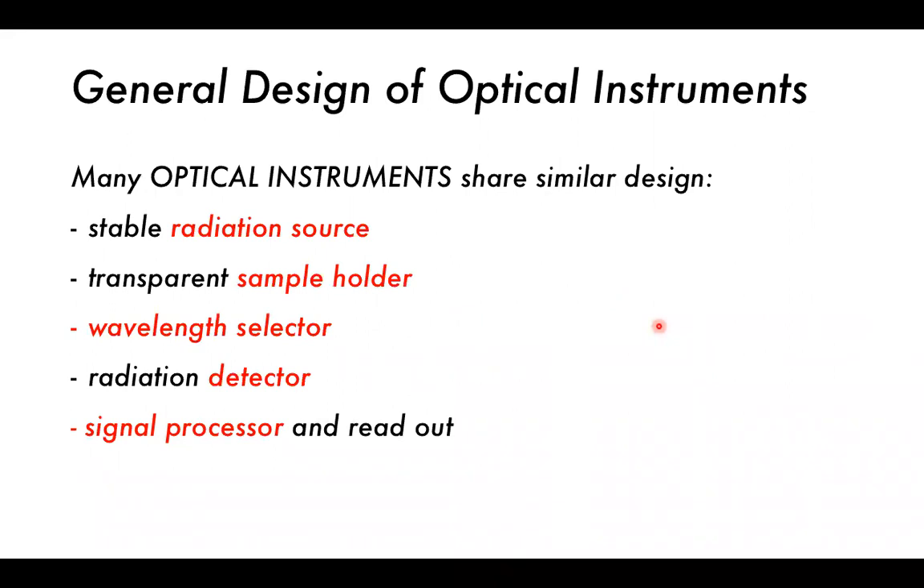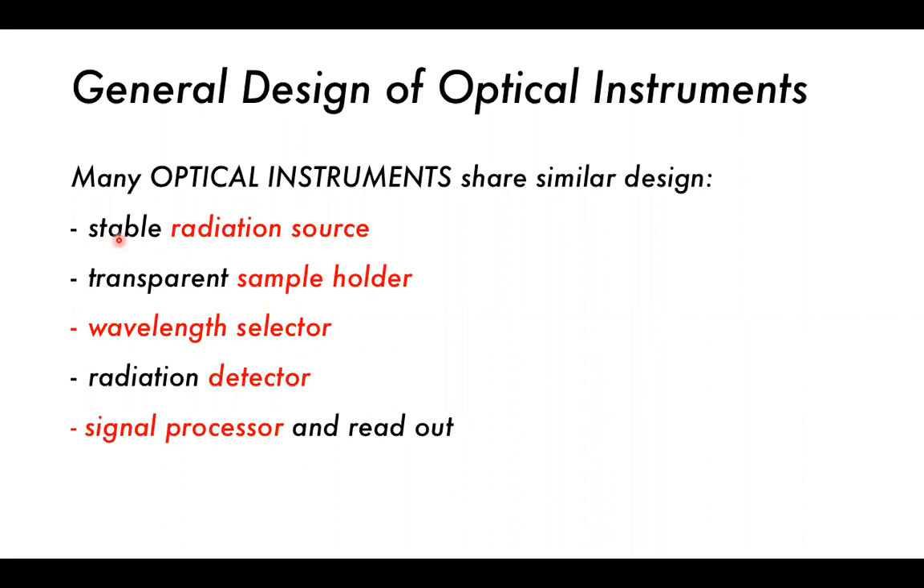So the general design of these optical instruments that we'll be talking about. Many optical instruments share similar designs. They have a stable radiation source. We need some sort of radiation, whether that be just probing radiation or radiation used for excitation in the case of absorption measurements or fluorescence measurements, and it needs to be stable. What does that mean? It means that it produces a known range of wavelengths, whether that be from, I don't know, 200 to 1,000 nanometers, basically it's consistent.